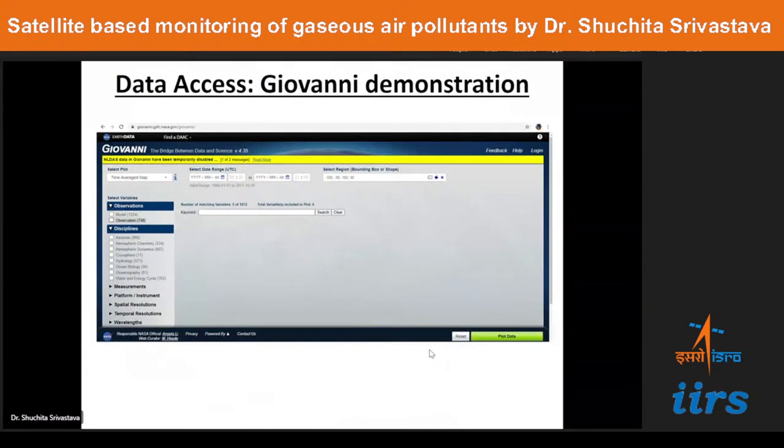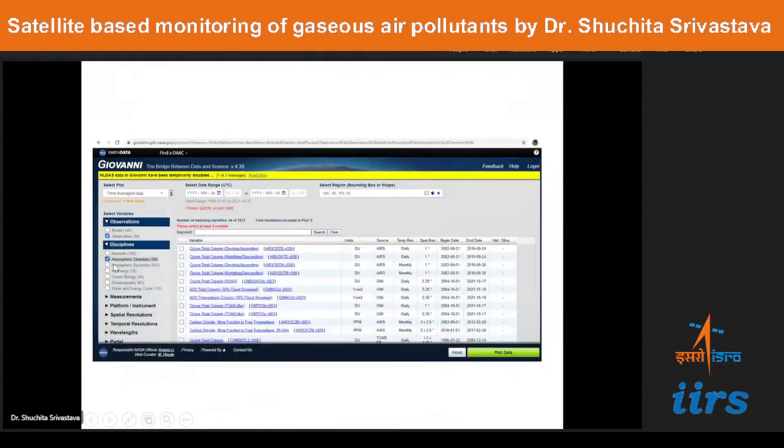Now if you are interested in using satellite data, you can use the Giovanni portal. Giovanni is a NASA portal, and you will type Giovanni in the Google search bar, then you will get this first link, and click on this link, then this page will open. Now here you will see observation disciplines. So click on observations and atmospheric chemistry. You will get different data: carbon, ozone, NO2, and CO.